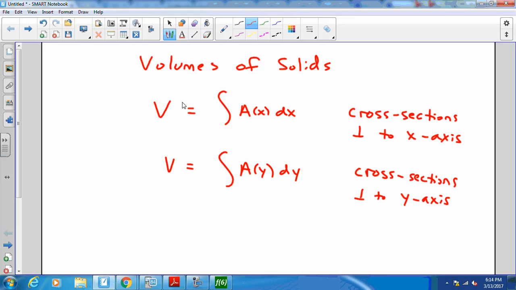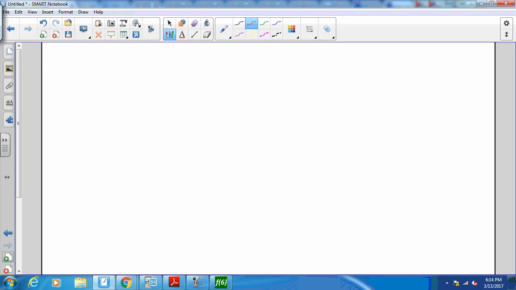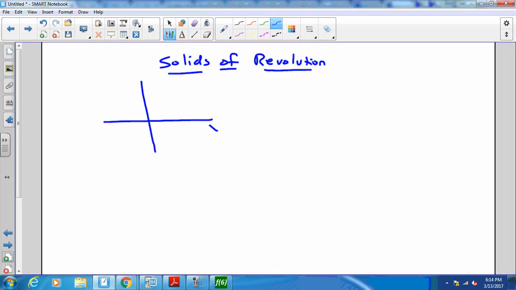What we want to consider now is a very special case of solids that have a particular cross-section called solids of revolution. A solid of revolution is a solid that is created when you take a region in the xy plane and revolve it about a horizontal or vertical line.